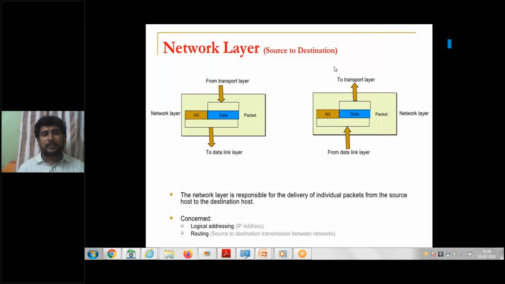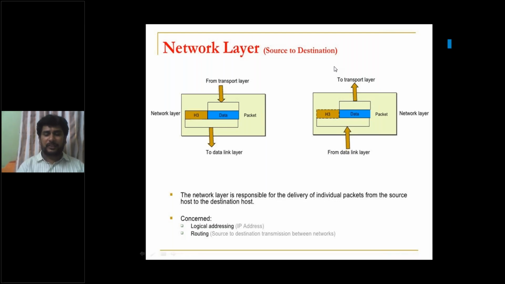The next important thing that the network layer performs is, it receives the data from the transport layer, which is above it, and adds its header. This is the function of the network layer: converting the data received from the transport layer into units of data called packets, which are also referred to as datagrams.